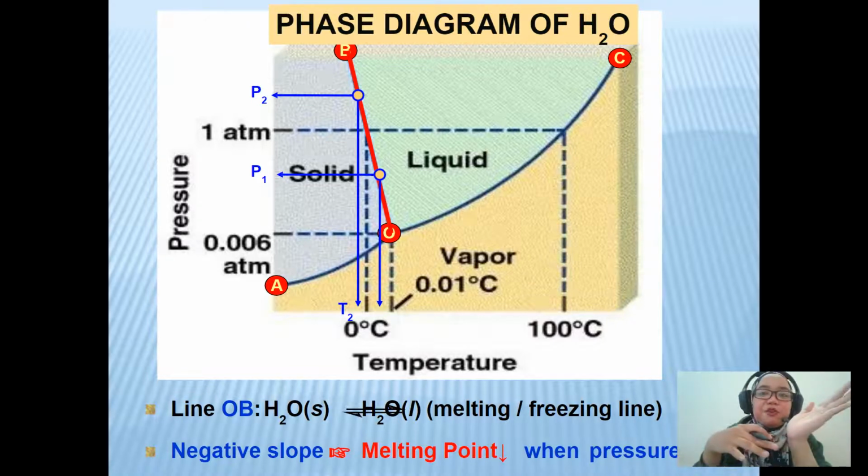So, in this case, water is an anomalous case of phase diagram, it has a negative slope. For negative slope, when pressure increases, the melting point decreases. So, it favors the liquid formation of water compared to the solid formation of water. And we will see why after this. Okay, so here, we can see that the higher the pressure, the smaller the melting point. The lower the pressure, the higher the melting point.